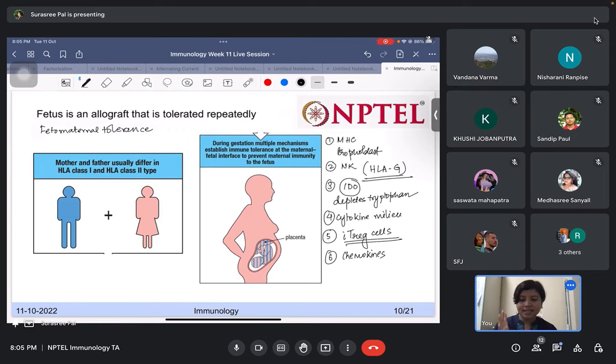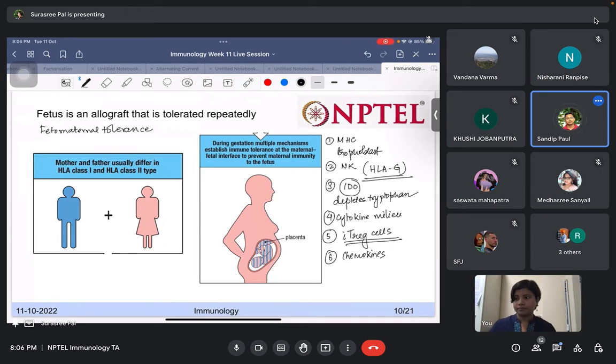So these are the several ways by which this feto-maternal tolerance is achieved, and of course you can understand that it is absolutely important for the propagation of the species as well, so that there cannot be any generation of any particular immune response against the fetus, right? So these are the several ways this tolerance is achieved.